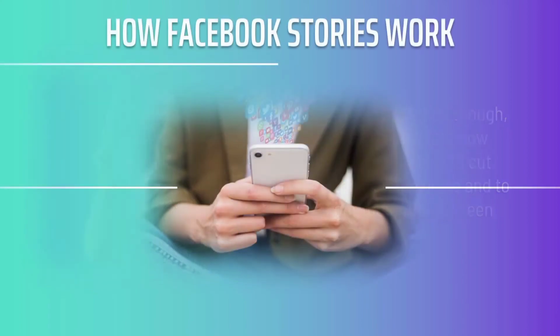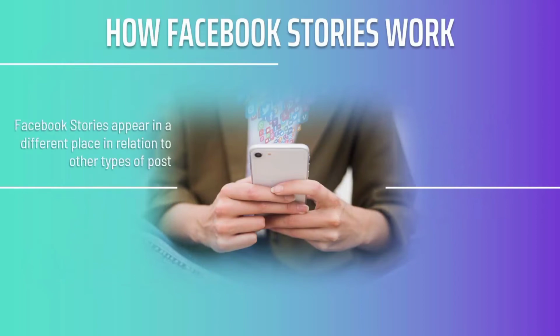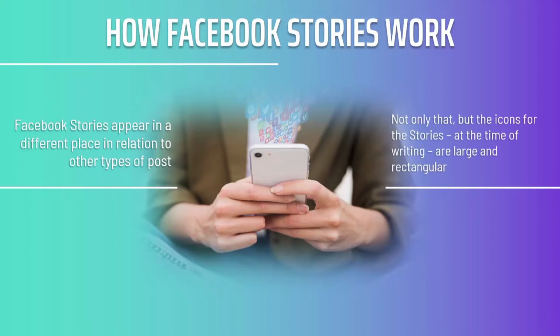How Facebook Stories work. Facebook Stories appear in a different place in relation to other types of posts. While images and updates appear on the user's feeds, stories will appear right at the top of the app. That means that stories are actually the first things that users see when they open Facebook. Not only that, but the icons for the stories, at the time of writing, are large and rectangular.